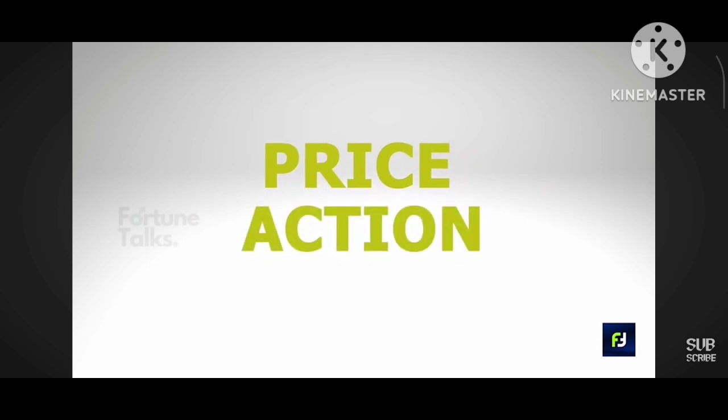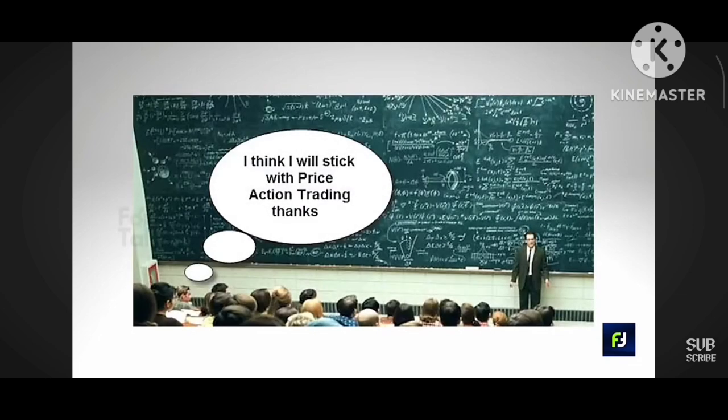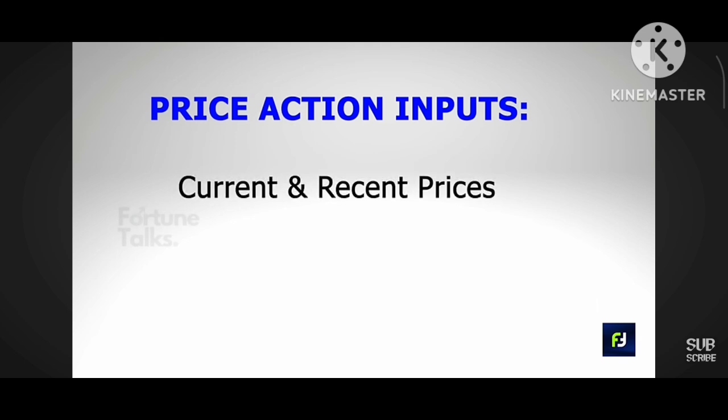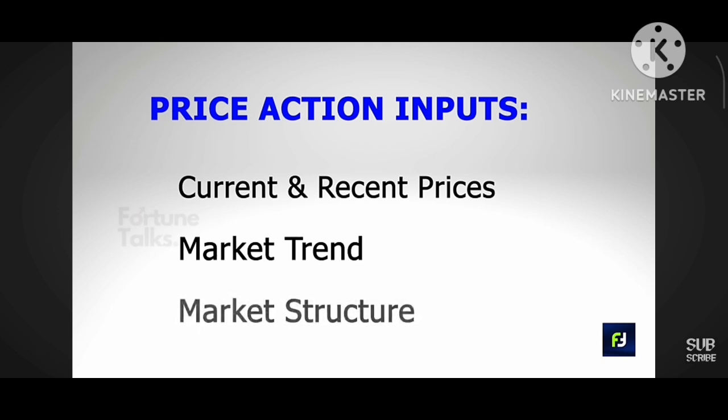So, unlike indicators, fundamentals, or algorithms, price action tells you what the market is doing and not what you think the market should do. The price action focuses mainly on the recent and current prices. It is also dependent on the overall market trend and finally on the price structure of the market. We will talk about each one of them in our upcoming episodes.